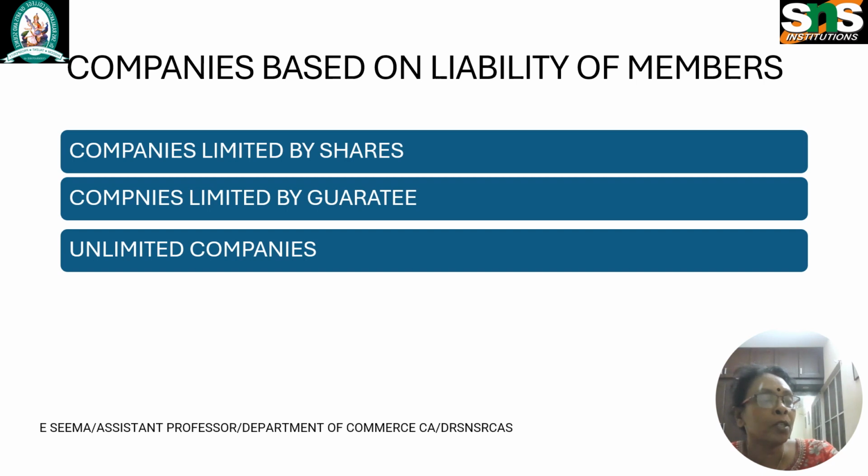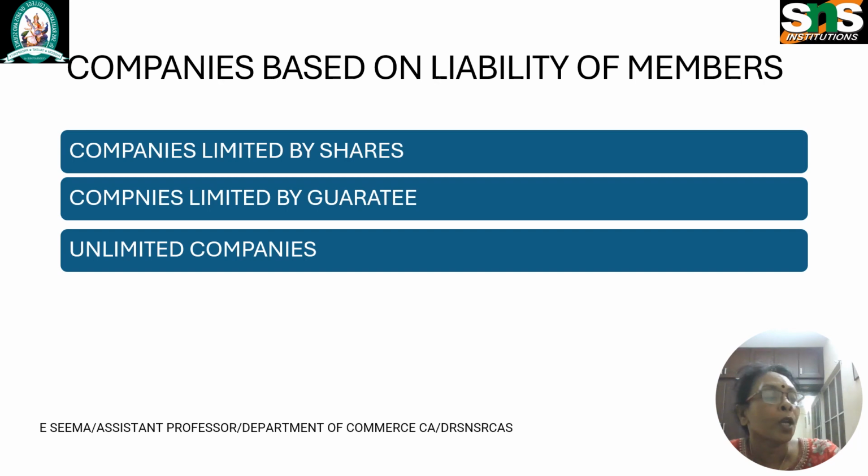The liability of members in such a company is limited to the extent of the face value of shares subscribed by them. If the members have not paid up the full face value of shares purchased by them, they will be called upon to pay the remaining amount. This liability of members can be enforced during the lifetime of the company or at the time of winding up of the company.